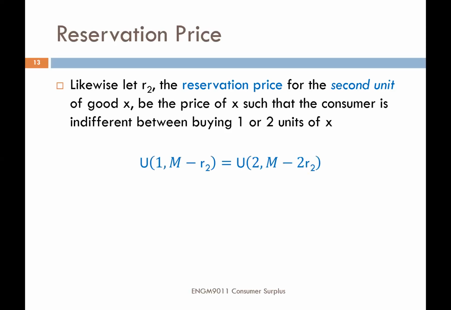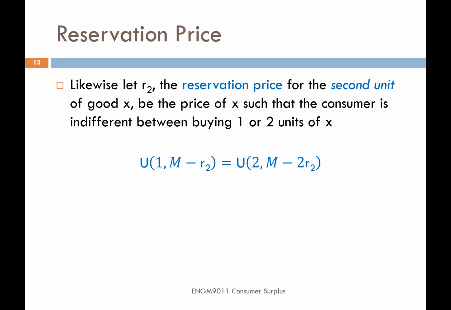So we would represent it like this. The two bundles: on the left-hand side, we have the bundle where you buy one unit of good X, which leaves you enough income to buy M minus P units of good Y. And on the right-hand side, you buy two units of good X. If you buy two units of good X, you just spend 2P. That leaves you with M minus 2P of expenditures that you could spend on good Y. So R2 is the price of good X such that you're indifferent between these two bundles, that is, they have the same utility number. All right, so that's how we determine R2.